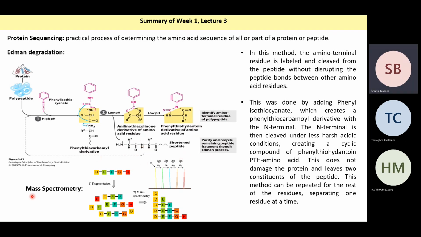Another way of protein sequencing is called mass spectrometry. In that, the polypeptide is taken and it is fragmented in different ways by using proteinases.